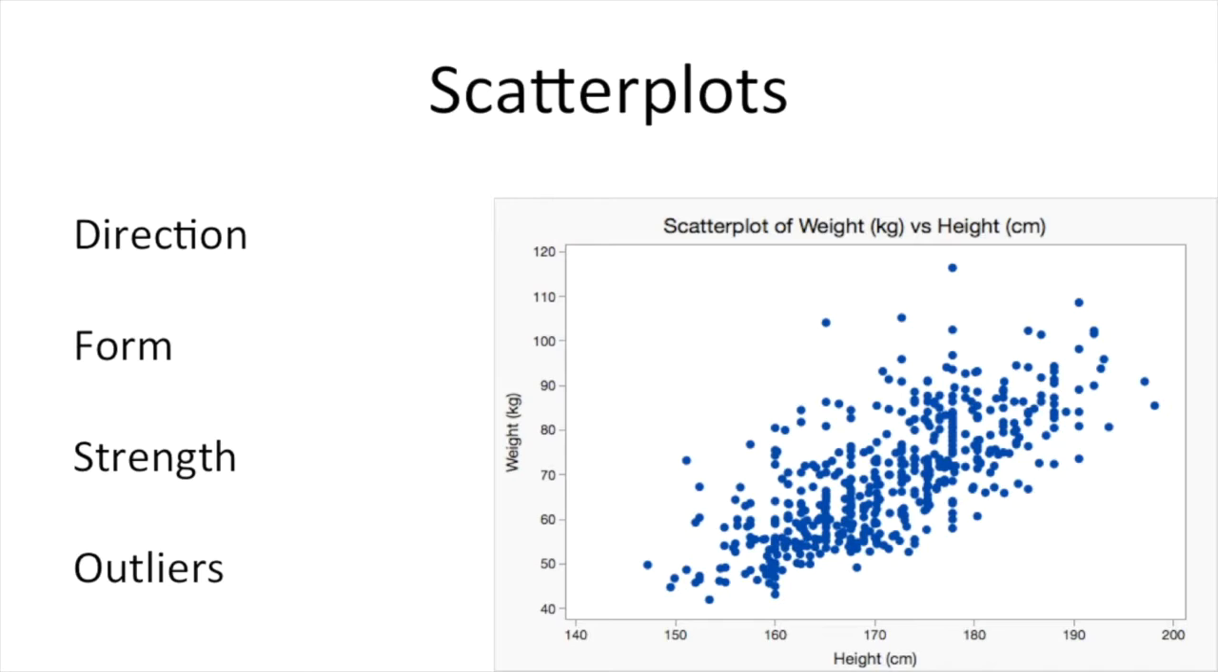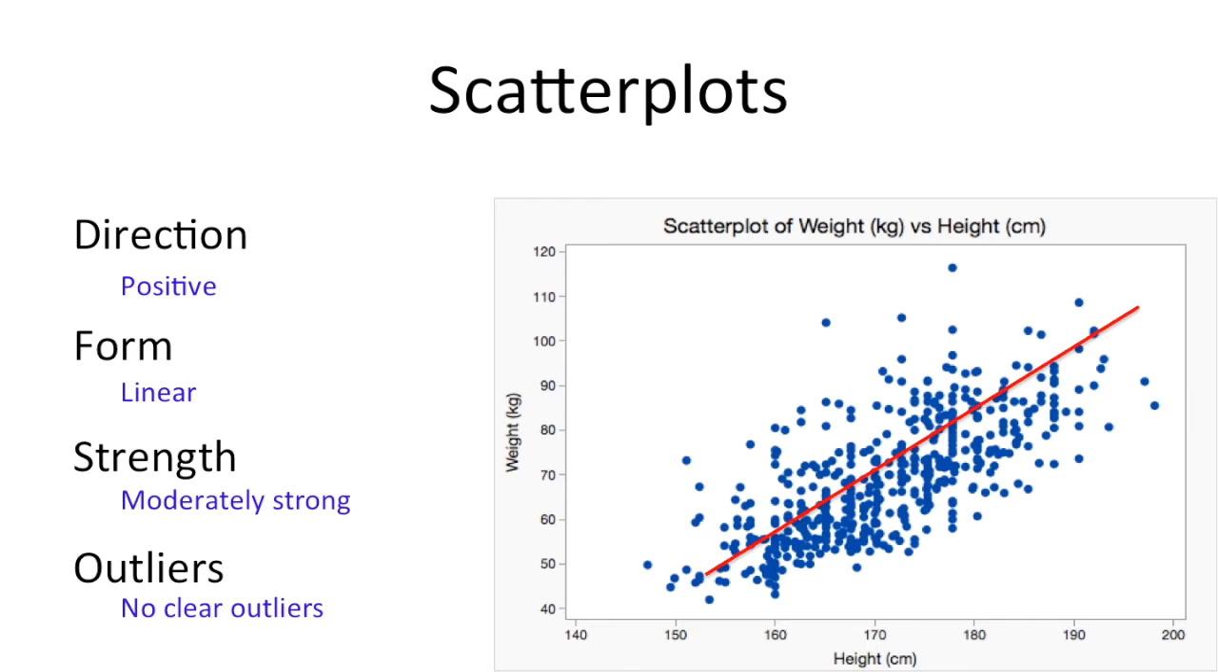Here we have a scatter plot showing the relationship between height in centimeters and weight in kilograms. In terms of direction, we have a positive slope. The form is linear. In other words, if I was to draw a line of best fit, as we have here, a straight line would be the best line of best fit. The strength I would describe as moderately strong. This has to do with how far away all the individual points are from that line of best fit. And I would say there are no clear outliers in this scatter plot.